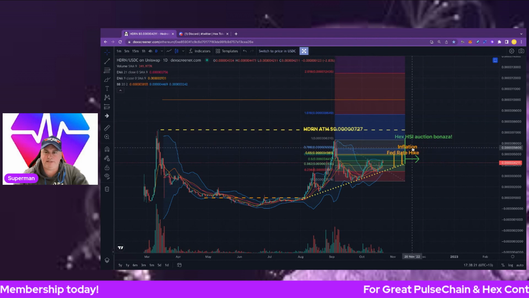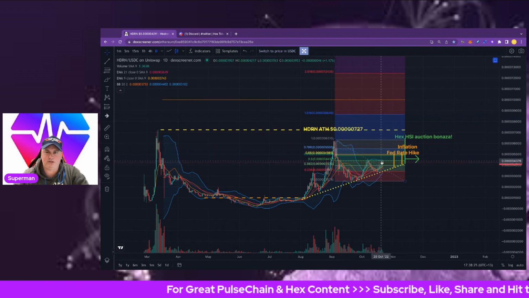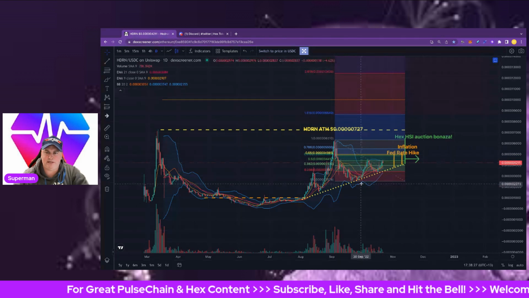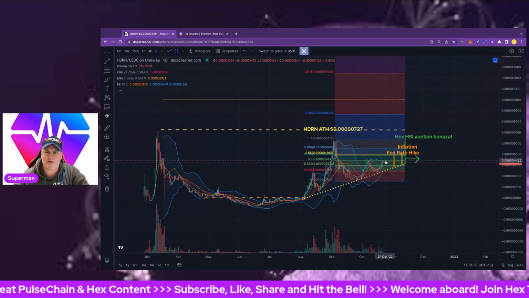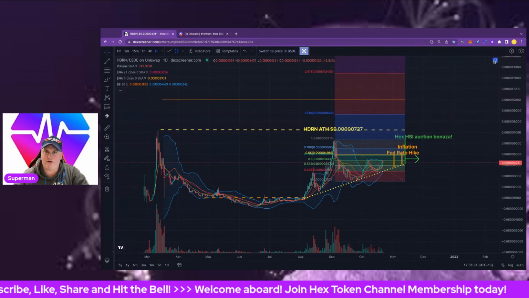Looking at the Bollinger Bands, we are pretty much riding up towards the top of the Bollinger Bands here, and that's looking good too. So these Bollinger Bands at the bottom 5% and top 95% of the price range, we're currently riding towards the top there as well. So it's all looking pretty good, folks.